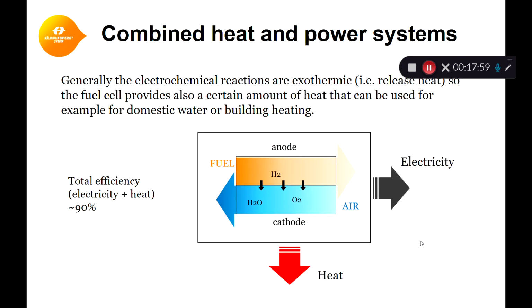And because the electrochemical reactions are exothermic, so they release heat, the fuel cell can provide not only electricity, but also a certain amount of heat. So if heat can be considered a useful product, they can be used for cogeneration of electricity and heat, for example, to heat the building or to produce domestic hot water. So the total efficiency of the process, of course, would be much higher.